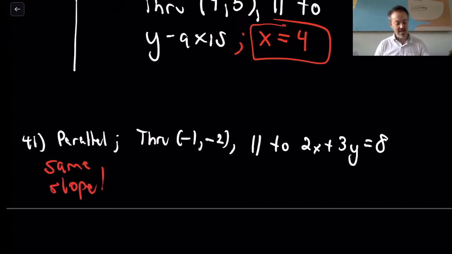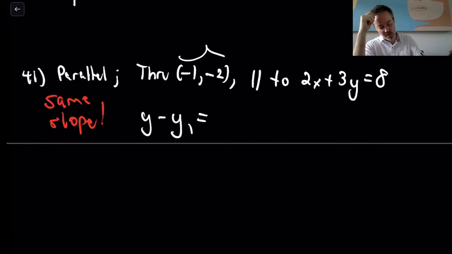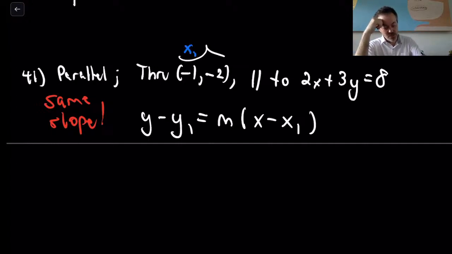Right, so two lines have the same slope. So I want a line that goes through the point -1, -2. I'm going to use this formula, y minus y1 equals the slope, x minus x1. So I think this could be my x1 and this could be my y1. I already have those values.